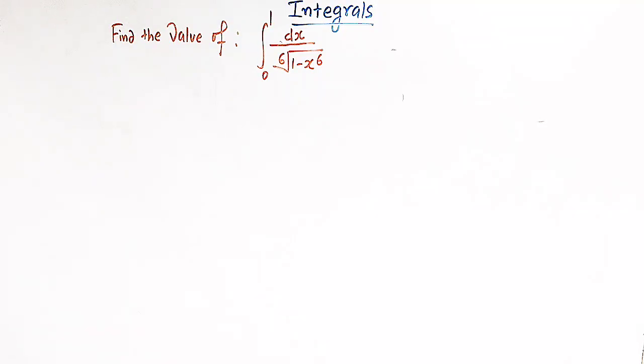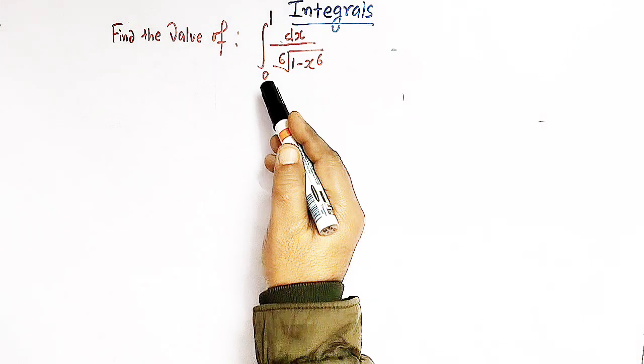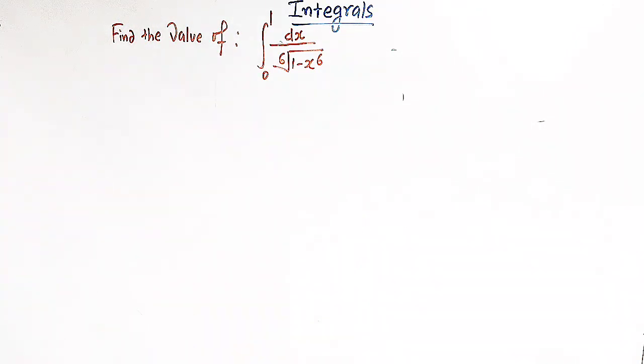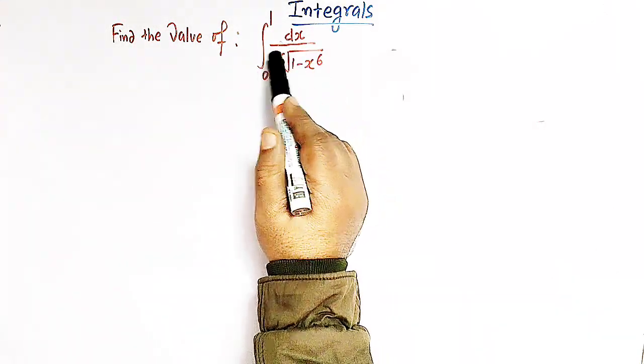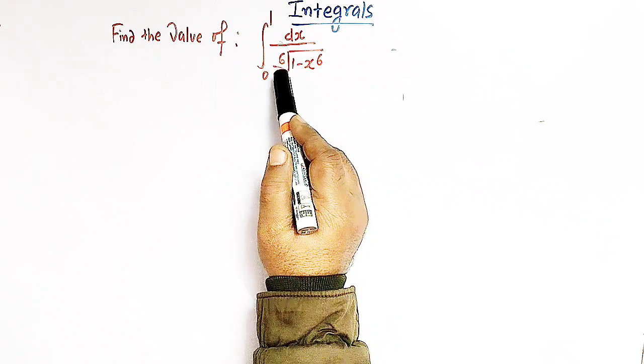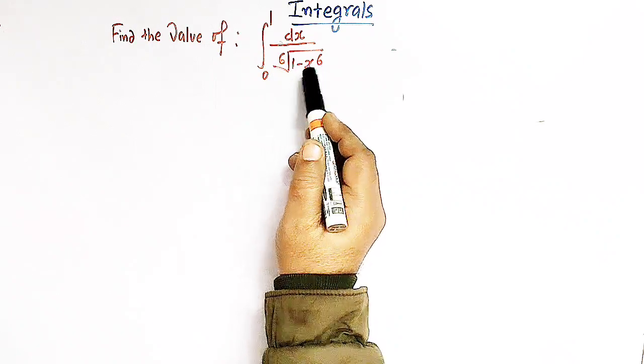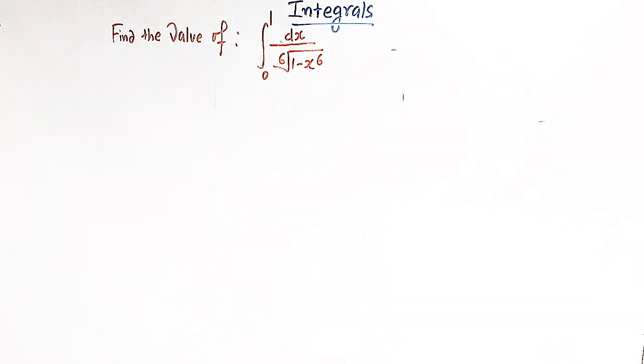Hello viewers, in today's session we are going to discuss another important problem from beta and gamma functions, and here we are going to find out the value of this integral using the concept of beta and gamma functions. So we have to evaluate the integral from 0 to 1 of dx over the sixth root of 1 minus x raised to 6, right?